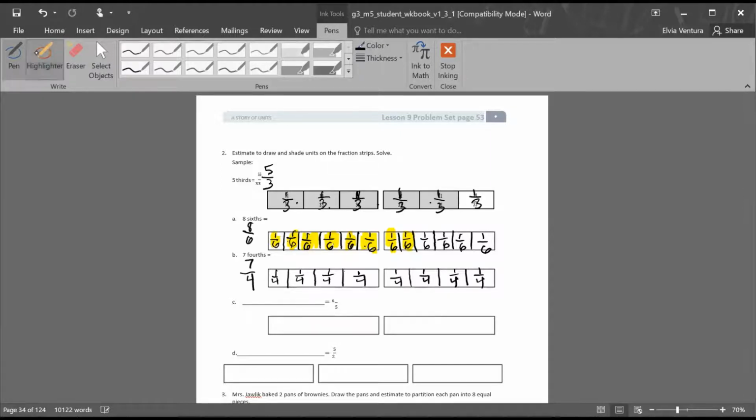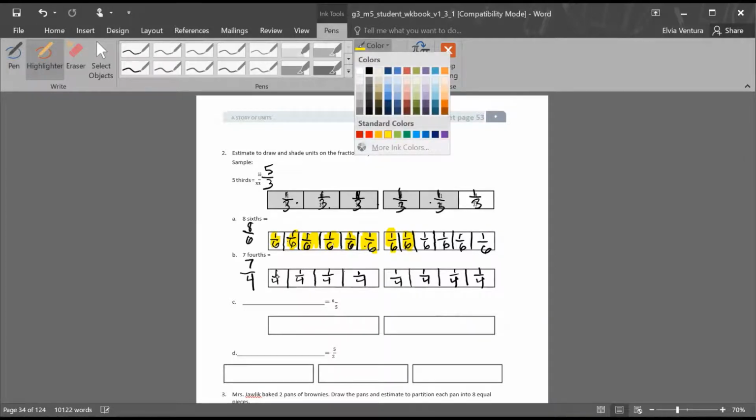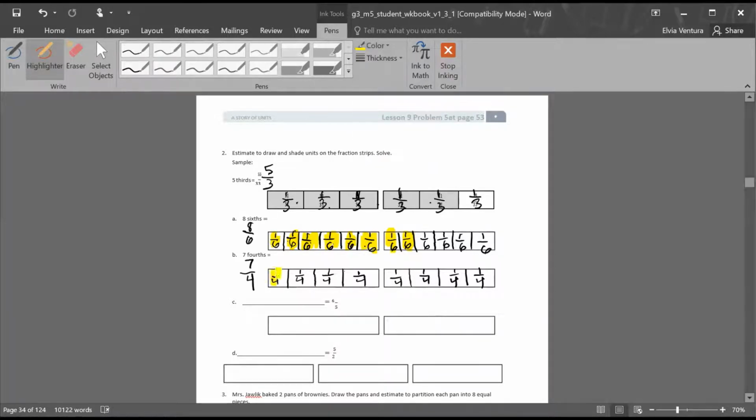Then we're going to shade in 7. Okay, so we have 1, 2, 3, 4, 5, 6, and 7. And that's going to be 7/4.